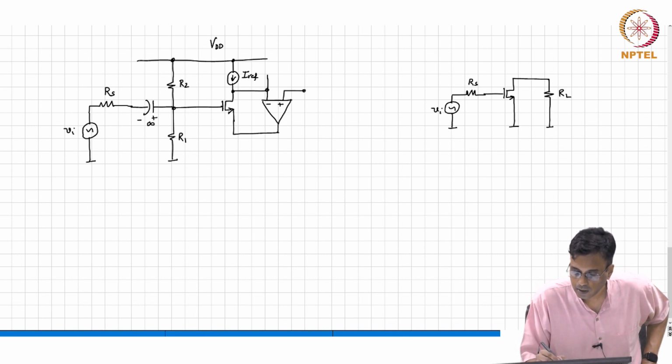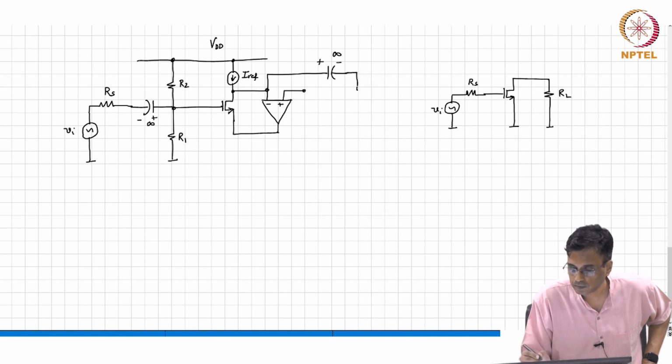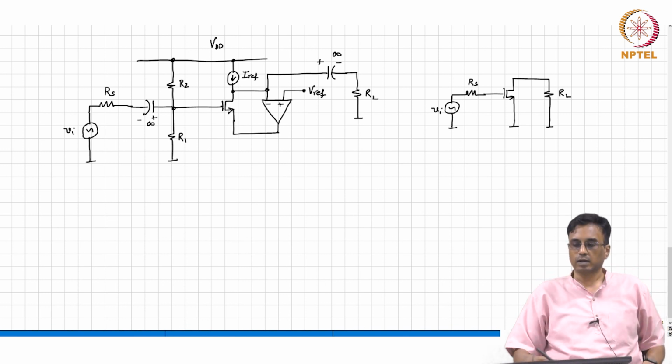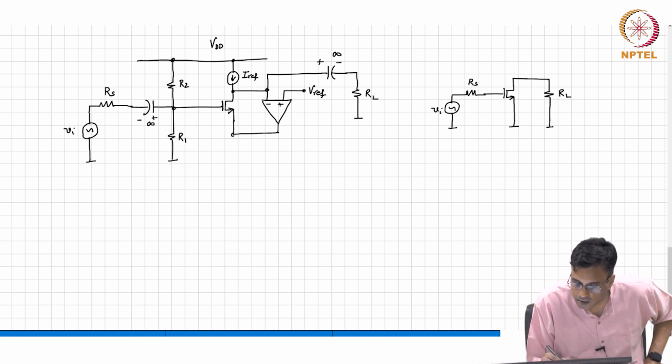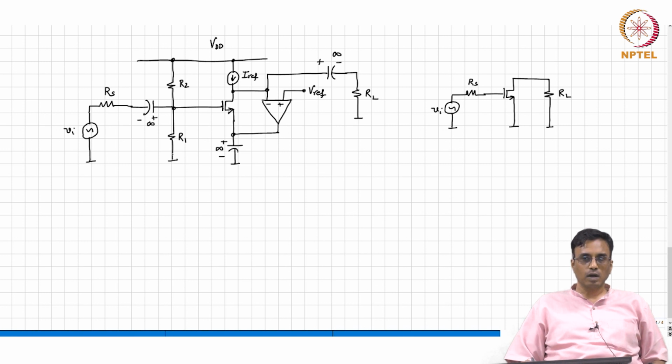Okay, well, one suggestion is the infinite capacitor. RL. This is some VREF. Okay. Now source and load are done. Now what else needs to be done? Okay, how do I ground the source terminal now? The suggestion is you put an infinite capacitor here. All right, does this work?